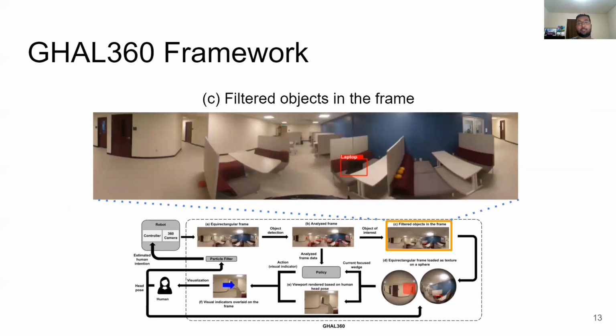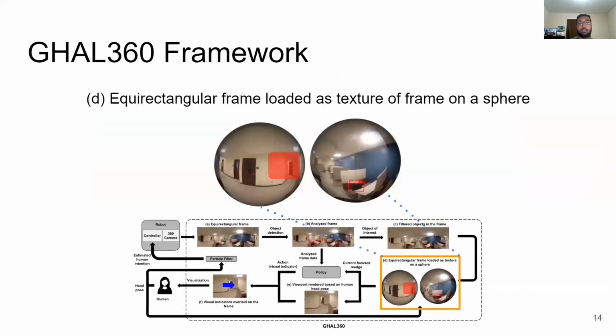The detected objects are then filtered to highlight only the objects of interest. Depending on the robot's current task, the object of interest can be different. We construct a sphere and use these equirectangular frames as the texture of the sphere.